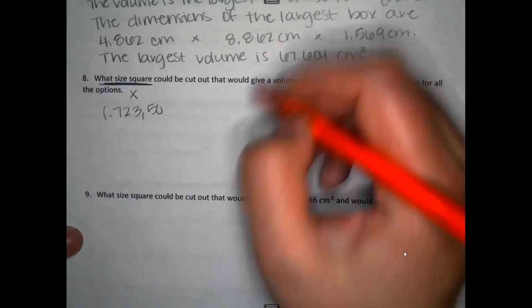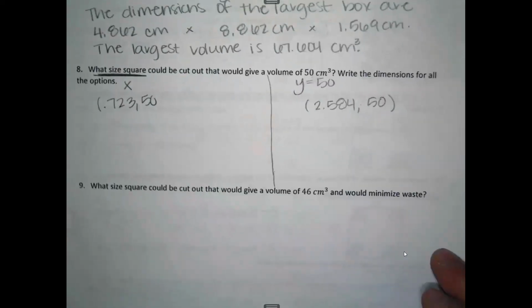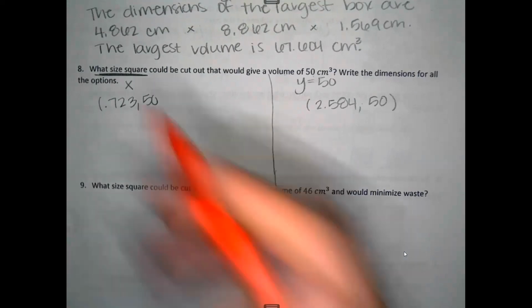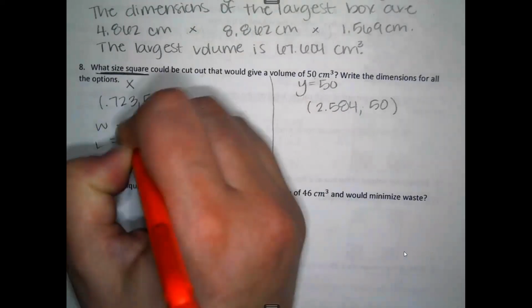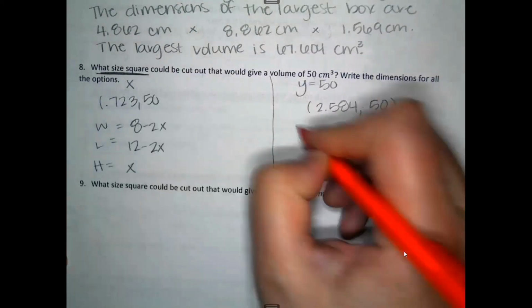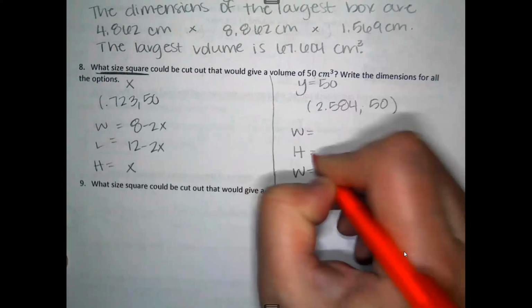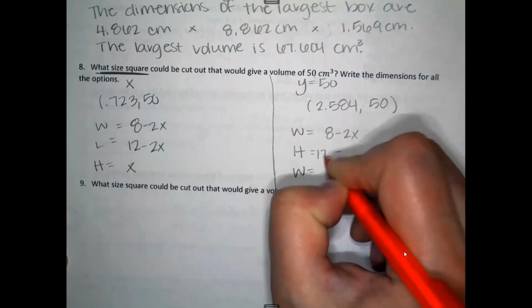And for this one, I usually don't make students write a sentence because it would be a really long sentence. But the question says, for the next part, write the dimensions for all options. So what does dimensions mean again? Measurements, length, width, height. So I'm going to write these down again. We got 8 minus 2x, 12 minus 2x, and then just x. And we're going to have to take the x value that we just got, and plug it in for each one.